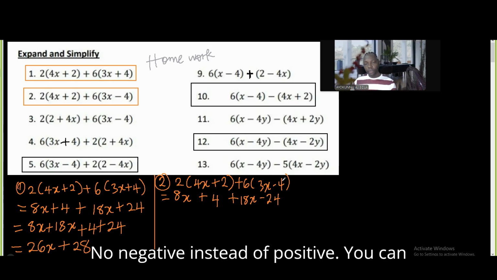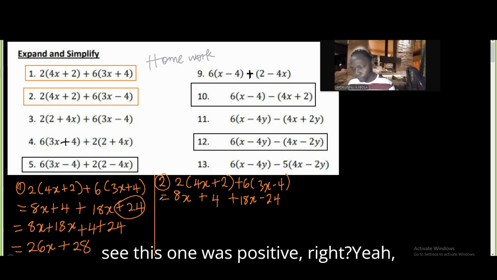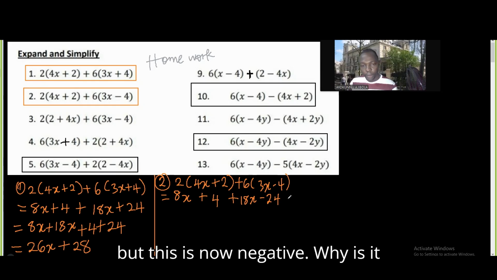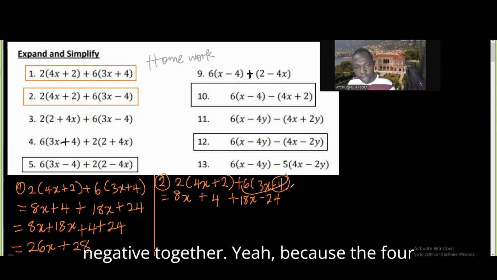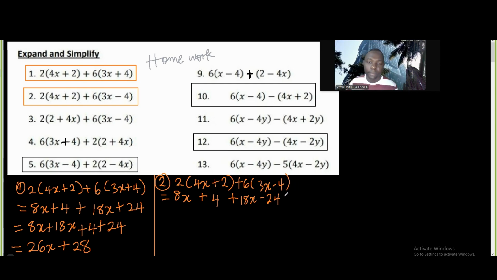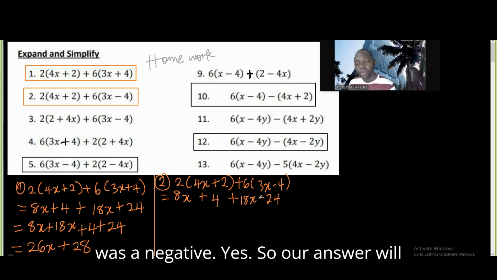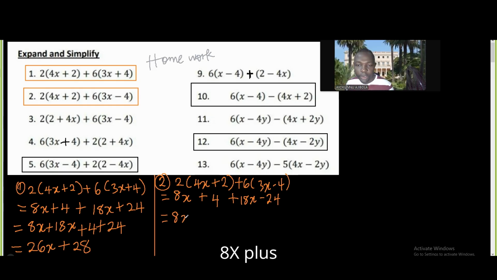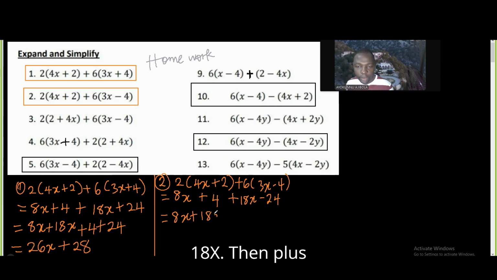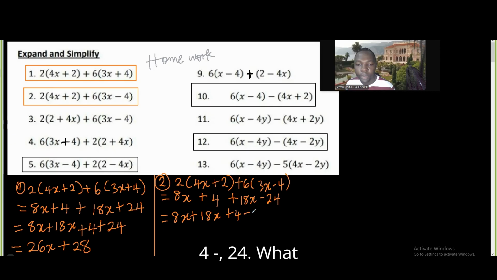Negative. Instead of positive, you can see this one was positive, right? But this is now negative. Why is it negative? Because we multiplied positive and negative together, because the 4 was a negative. Yes, so our answer will be negative. So we can rearrange and say 8x plus 18x, then plus 4 minus 24.